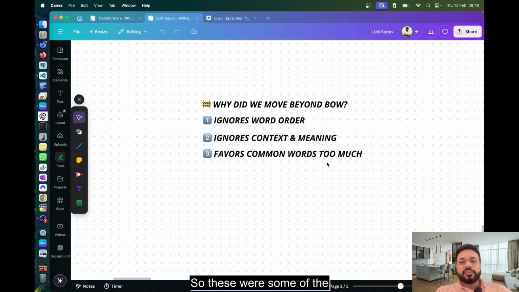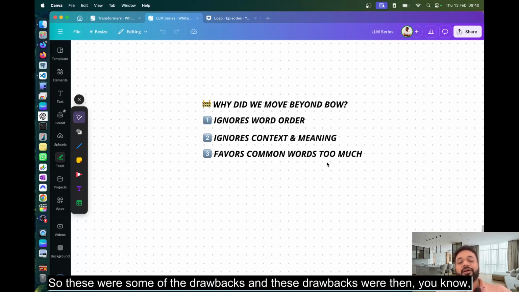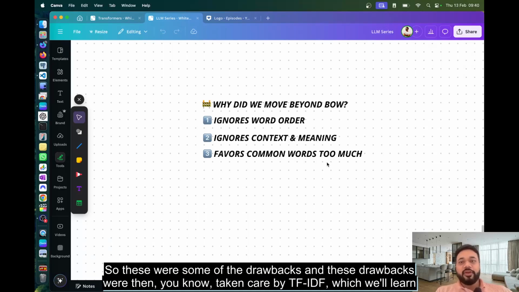So these were some of the drawbacks, and these drawbacks were then taken care of by TF-IDF, which we'll learn in the next lecture.